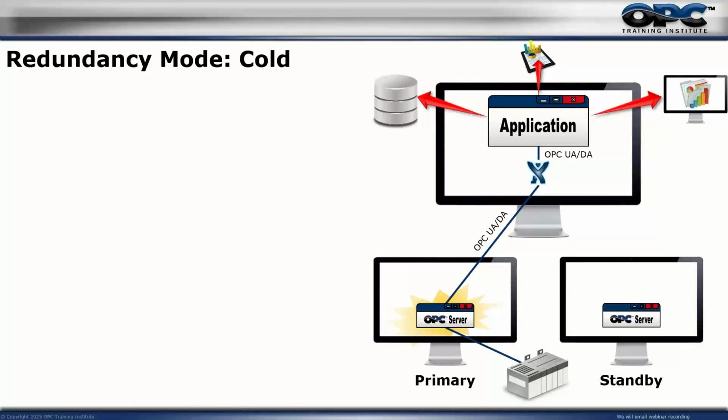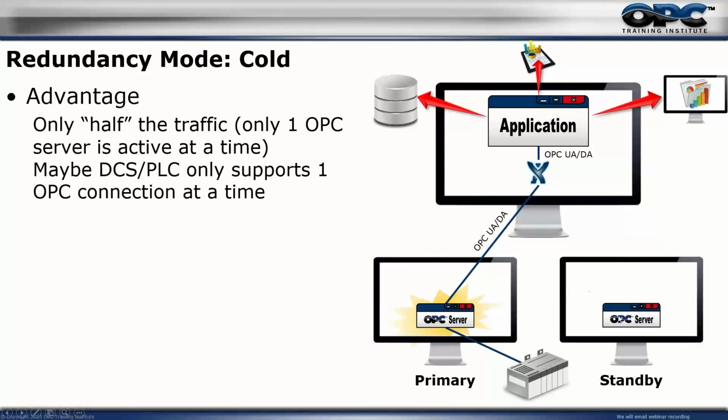Now, cold is the third mode. And in this case, what happens is that the OPC server is not even running. So maybe the OPC server isn't running, maybe it's not activated. Who knows? Maybe even the machine isn't on. Regardless, what's going on is you're getting data from the primary path right here. The standby separately only starts when this one fails. That means OPC Expert's got to wait for this one to come up. When it does, it would make the connection.